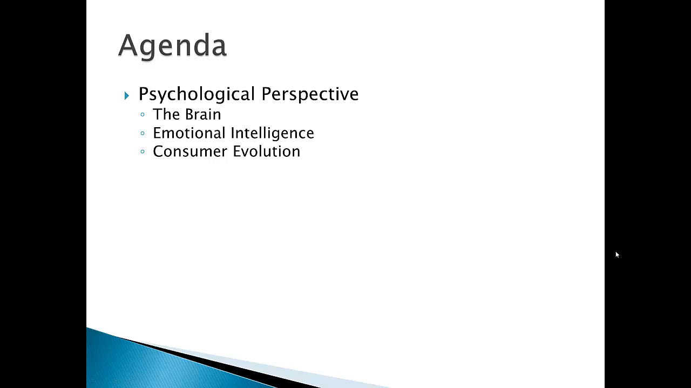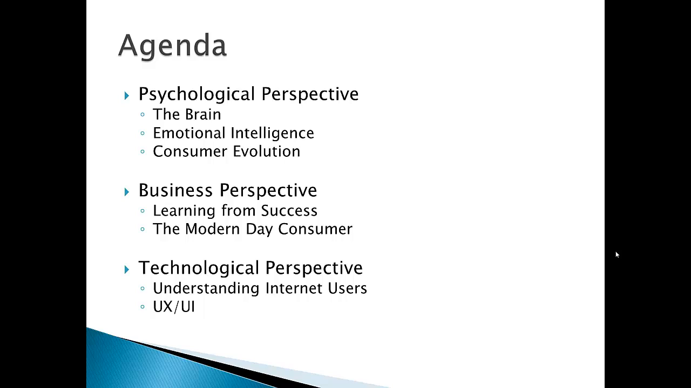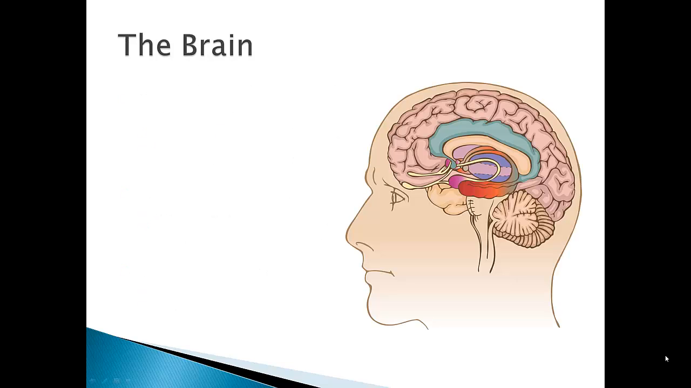For the agenda for today, I want to take a look at the psychological perspective, the brain, a concept called emotional intelligence, and the consumer evolution process. I also want to bring in the business perspective, which is learning from the success of other businesses and the modern day consumer. And finally, I want to bring in the technological perspective, which is a better understanding of internet users, the two different types of internet users, user interface, as well as user design. With that being said, let's go ahead and dive right into the very first segment, which is our brain.